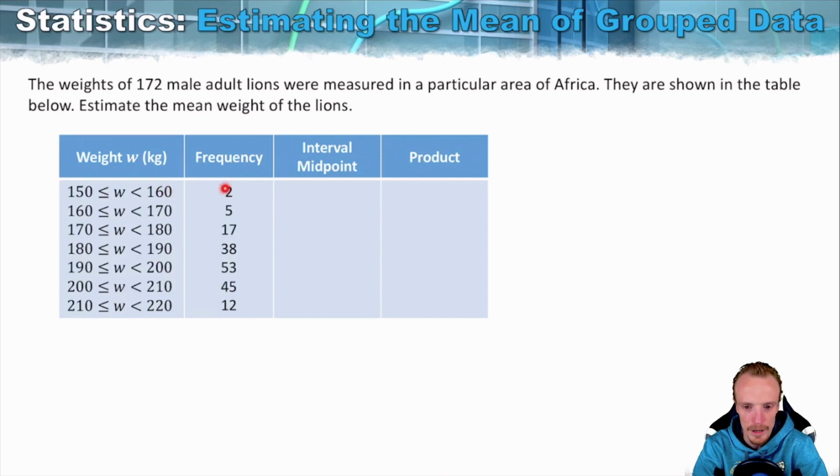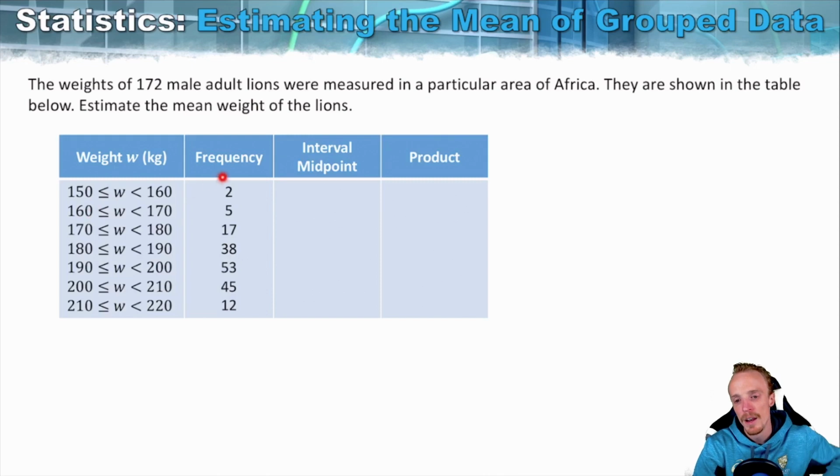Something that's important to note, if you're getting a little confused about these signs here: they can't be 160 kilograms, because once it falls into 160, this cannot equal 160. It's got to be less than 160. So 160 would fit into here.